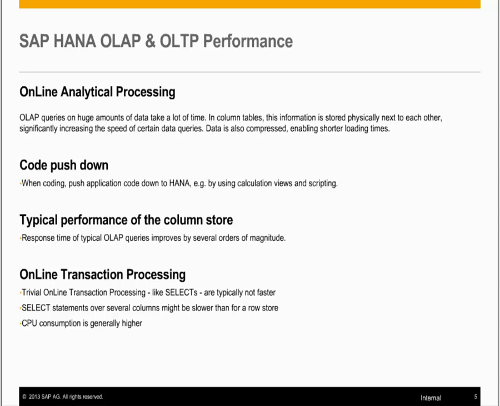I already mentioned that SAP HANA combines the possibility to do online analytical processing as well as online transaction processing on the same data. To point this out a little bit more clearly, of course you have advantages if you have a database which does only online analytical processing, or that is especially designed to do only online transaction processing. So if you have a combination of both, you have advantages and you have some disadvantages. For example, OLAP queries on huge amounts of data usually take a lot of time. If you are using column tables for this purpose, this information is physically stored next to each other, so you can significantly increase the speed of data queries.